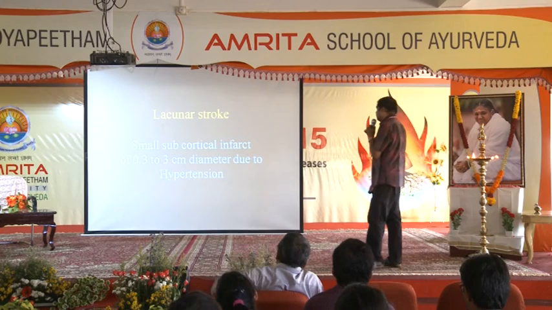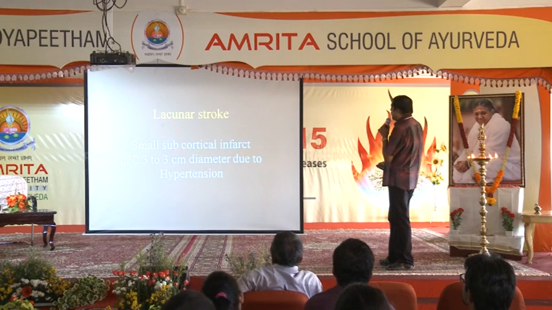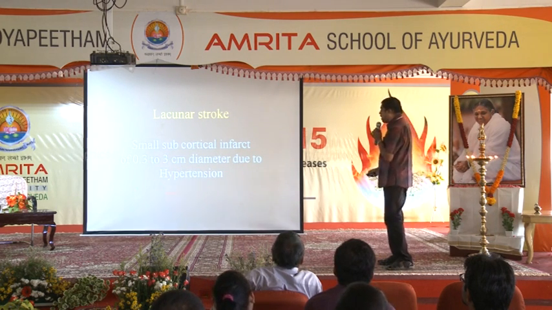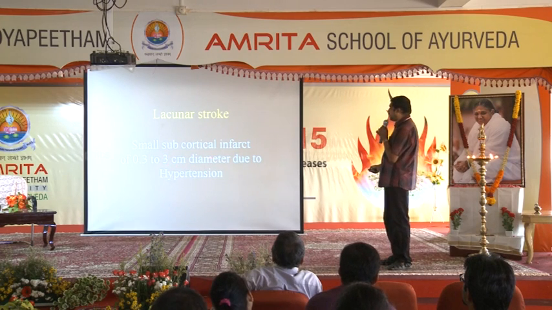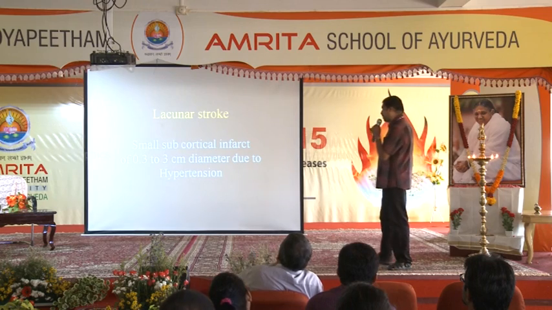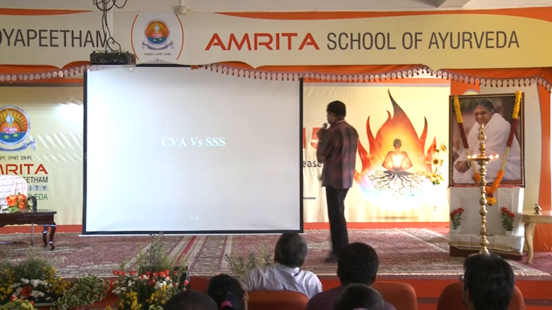Next. So what is a lacunar stroke? A small subcortical infarct, 0.3 to 3 centimeter in diameter, due to hypertension. Hypertension will lead to minor hemorrhage and then infarction in the frontal lobe. That is a lacunar infarct. The patient you have seen in the video. Next.